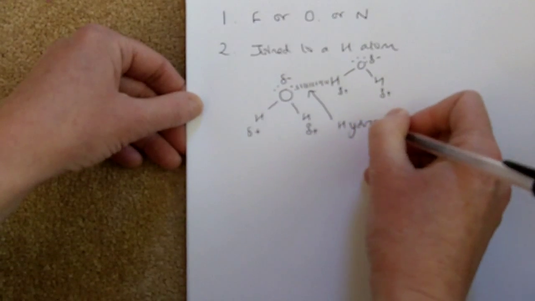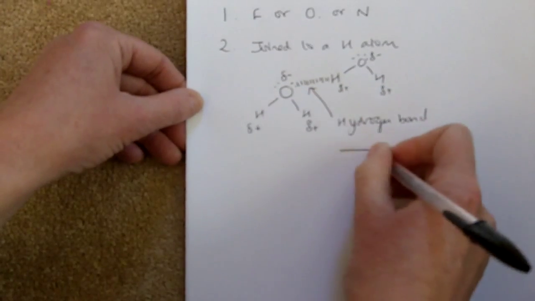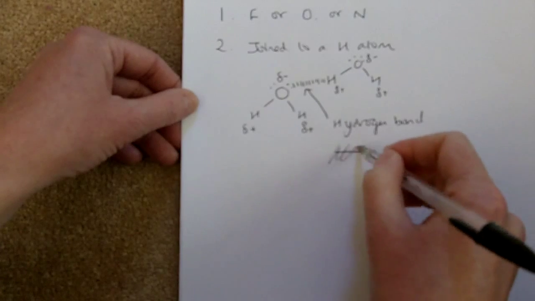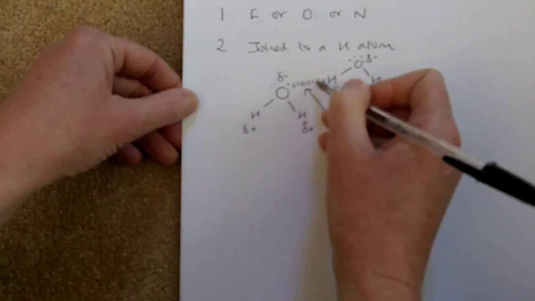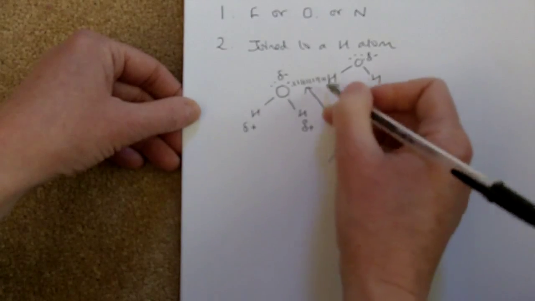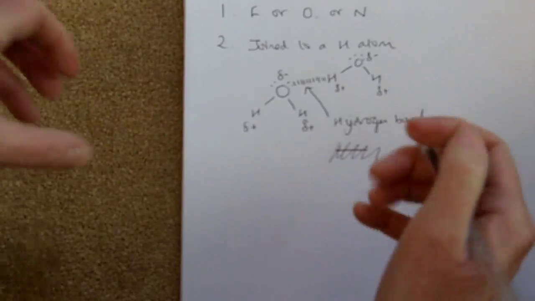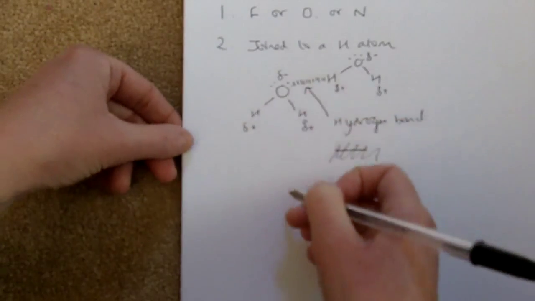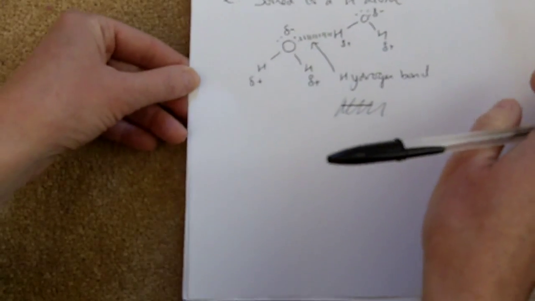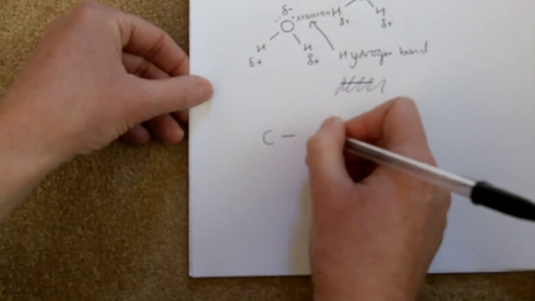Can you see when I'm drawing this as well? I don't draw it as a single line, because that's a covalent bond. You can't do that because it's a covalent bond. You've got to do it as a dashed line like that. Okay, that's a hydrogen bond, and the slightly positive hydrogen just kind of nestles, gets tucked between the two oxygen atoms.